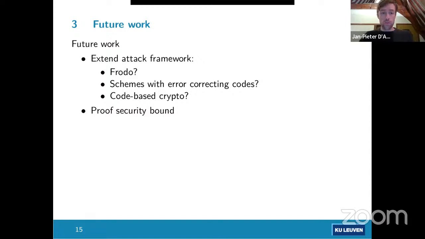So, interesting future work. Well, we have this framework. We did it for Sabre and Kyber. What happens if we try to apply it to Frodo? What happens if we try to apply it to schemes with error correcting codes, or maybe code-based crypto? And also from the other side, what happens if we try to improve the security bound? So not from an attack side, but from the security side. Can we improve our security proofs? And with that, I'm open to all questions.